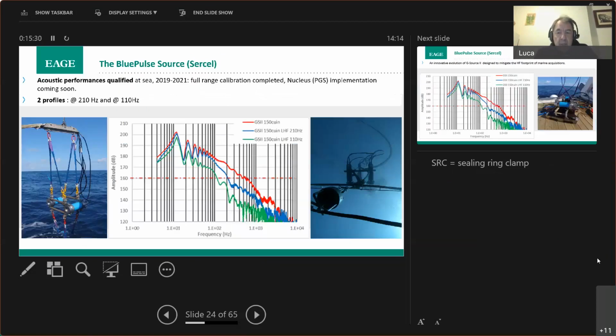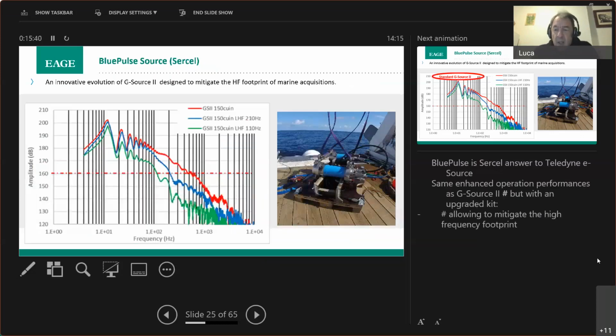Here you can see the comparison between the different power spectrum of the Blue Pulse source. We can see that the Blue Pulse source is a Sercel answer to the Teledyne A source. Same enhanced operation performance as a G-Source 2, but with an upgraded kit, allowing to mitigate the high frequency.